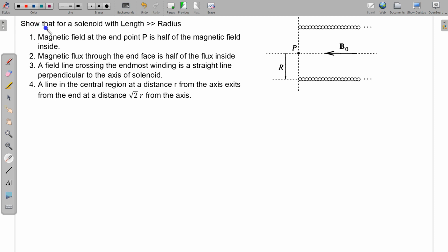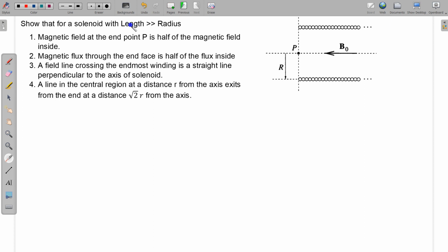In this problem, we have to show that for a solenoid with length much greater than the radius, the first one is the magnetic field at the end point, which is P in the diagram, is half of the magnetic field inside. That magnetic field inside is denoted by B naught in this diagram.